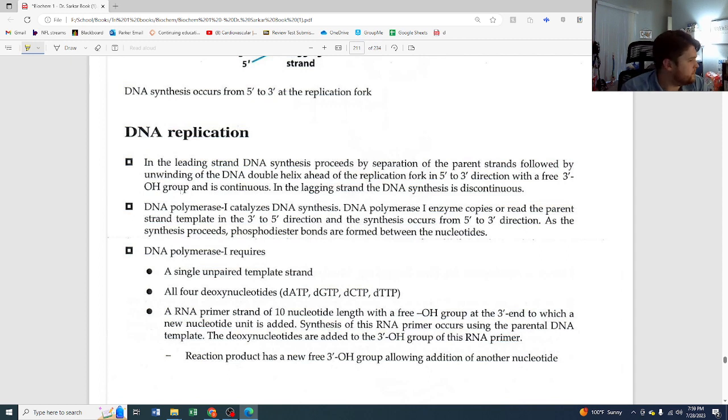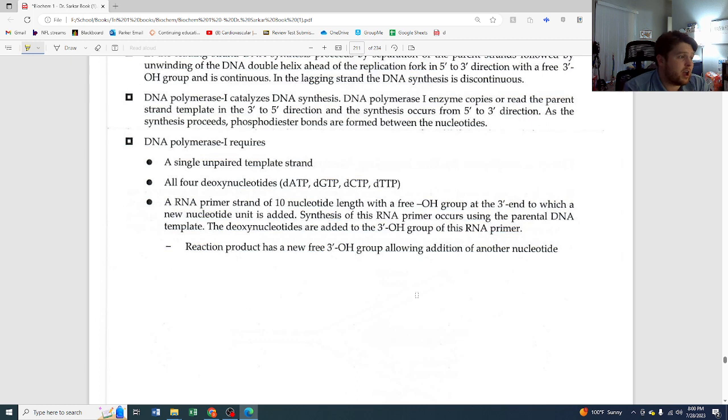DNA polymerase 1 catalyzes DNA synthesis, so that unwinding and everything before that was the helicase. DNA polymerase 1 enzyme copies or reads the parent strand template in the 3' to 5' direction, and the synthesis occurs from 5' to 3'. As the synthesis proceeds, phosphodiester bonds are formed between the nucleotides. DNA polymerase 1 requires a single unpaired template strand. All 4 deoxynucleotides have to be present in the area so it can build.